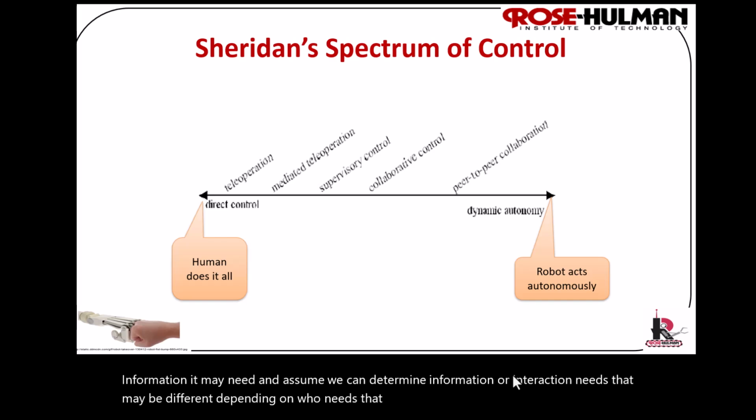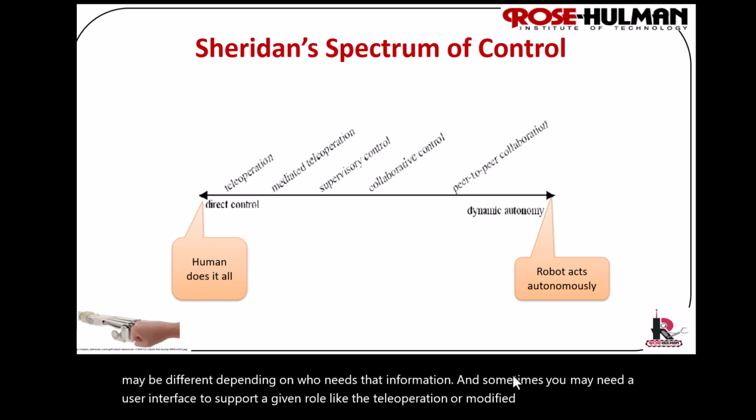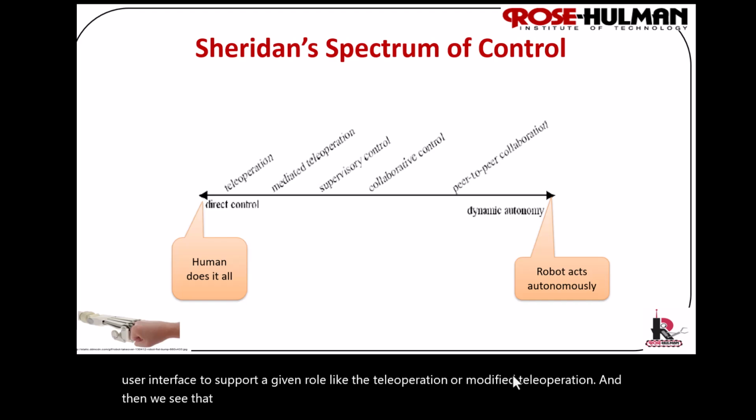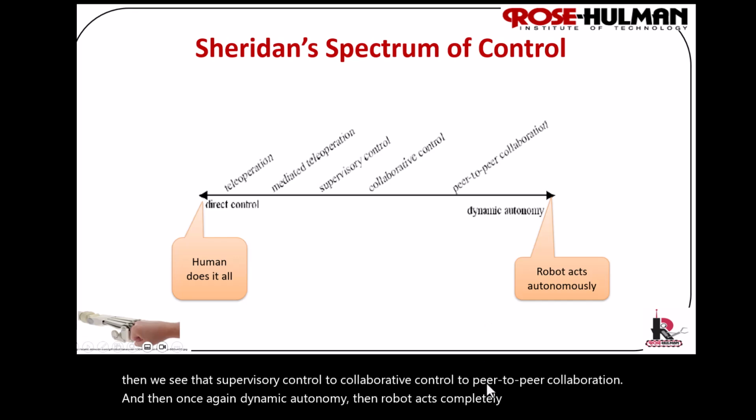And sometimes you may need a user interface to support a given role, like teleoperation or modified teleoperation. And then we see supervisory control, to collaborative control, to peer-to-peer collaboration. And then once again, dynamic autonomy, then the robot acts completely autonomous.